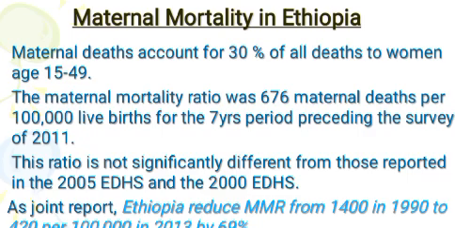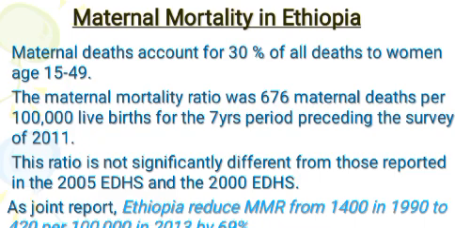Maternal mortality in Ethiopia. Maternal deaths account for 30% of all deaths of women aged 15 to 49 years. The maternal mortality ratio was 676 maternal deaths per 100,000 live births for the 7 years period preceding the survey. This ratio is not significantly different from those reported in the Ethiopian DHS and the 2000 EDHS.